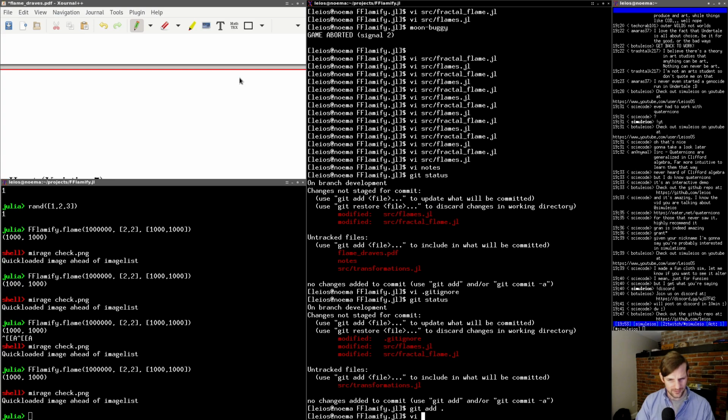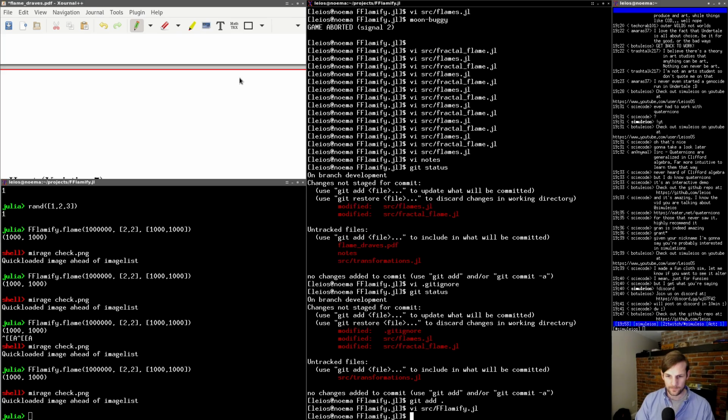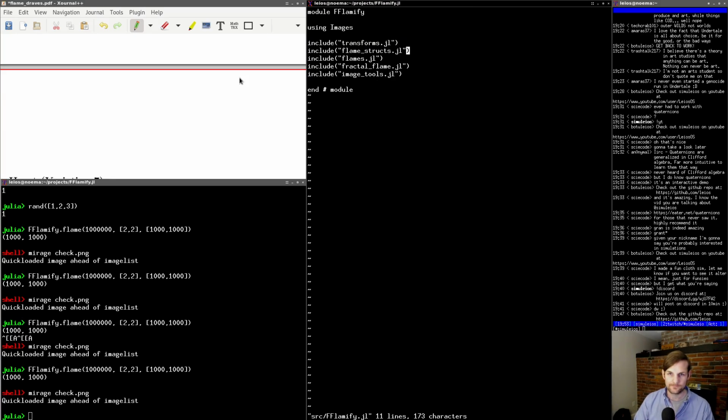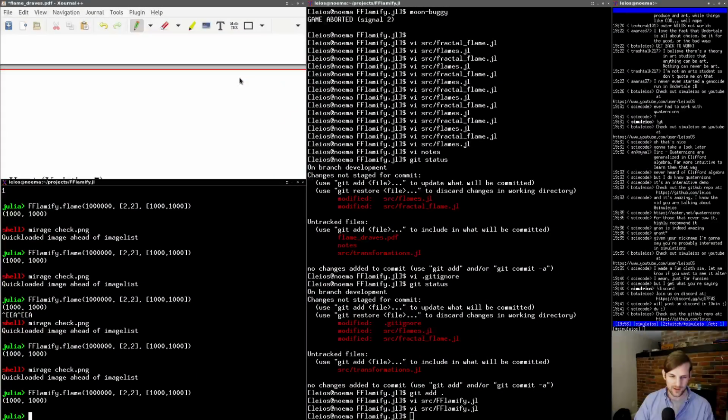I need to think about something really quick. So if I go into vi source flamify.jl, I never added transforms to this. So I don't understand how it was grabbing those functions before. Transforms.jl, I think is what I called it. Transformations.jl. Okay, write and quit. Try this one more time just to see what happens.